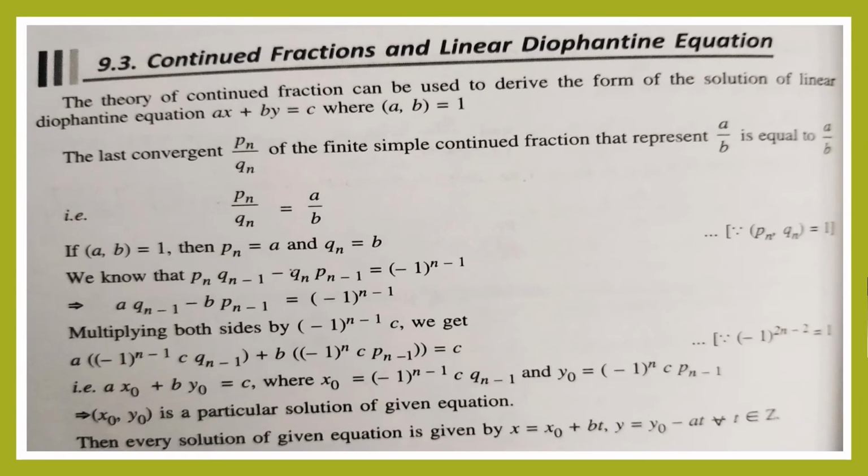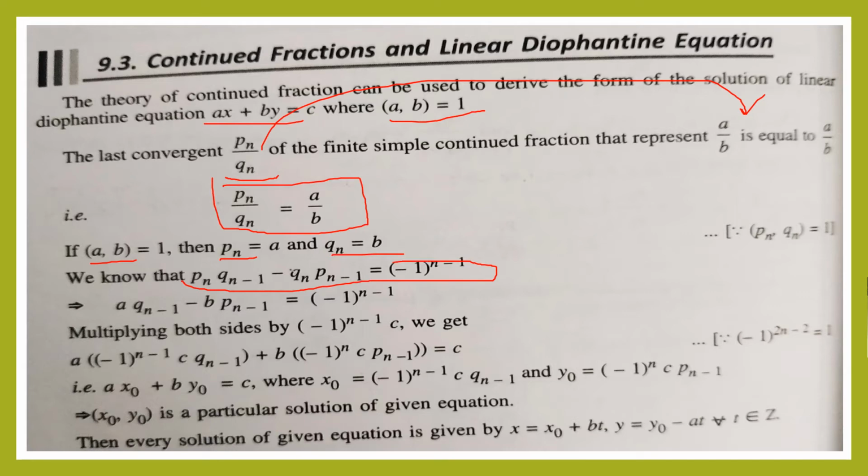So we all know that this is the Diophantine equation ax plus by is equal to c, where GCD of a comma b is equal to 1. We know that the last convergent is Pn upon Qn, and this Pn over Qn represents the rational number A over B. So take this convergent equal to A upon B. Since GCD of A and B is equal to 1, Pn will be equal to A and Qn is equal to B, and we have this relationship. We will use this relationship to solve the Diophantine equations.